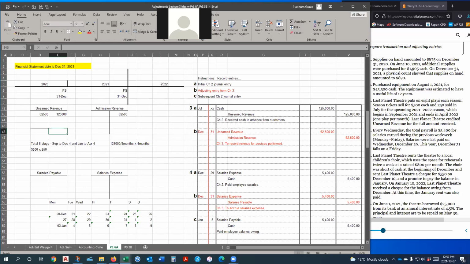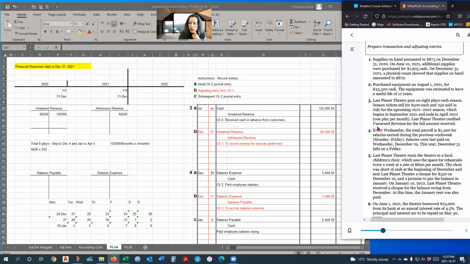Yes, Professor. Actually, I didn't understand how to put the entry for chapter 3. Like you write unearned revenue, admission revenue, how it came, I didn't get it. Well, unearned revenue, they tell us right here that the account that's used is unearned revenue. So if you're given an account title, use the account title that they tell us. I don't think I saw anything for admission revenue, so I must have made that one up.